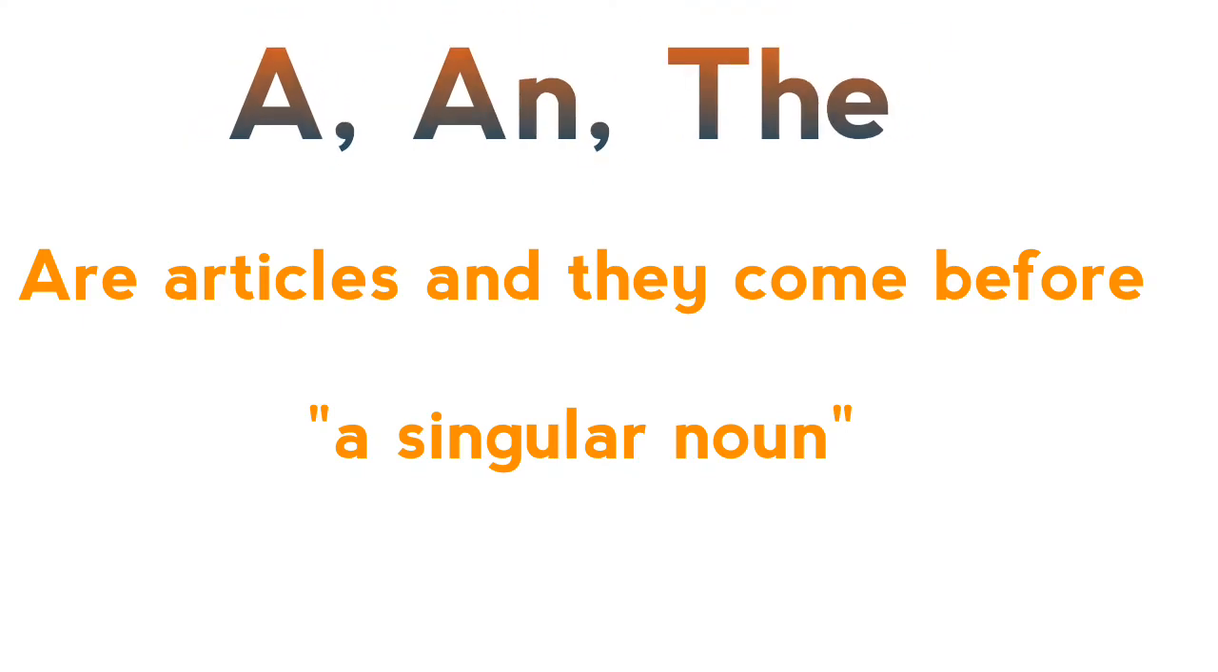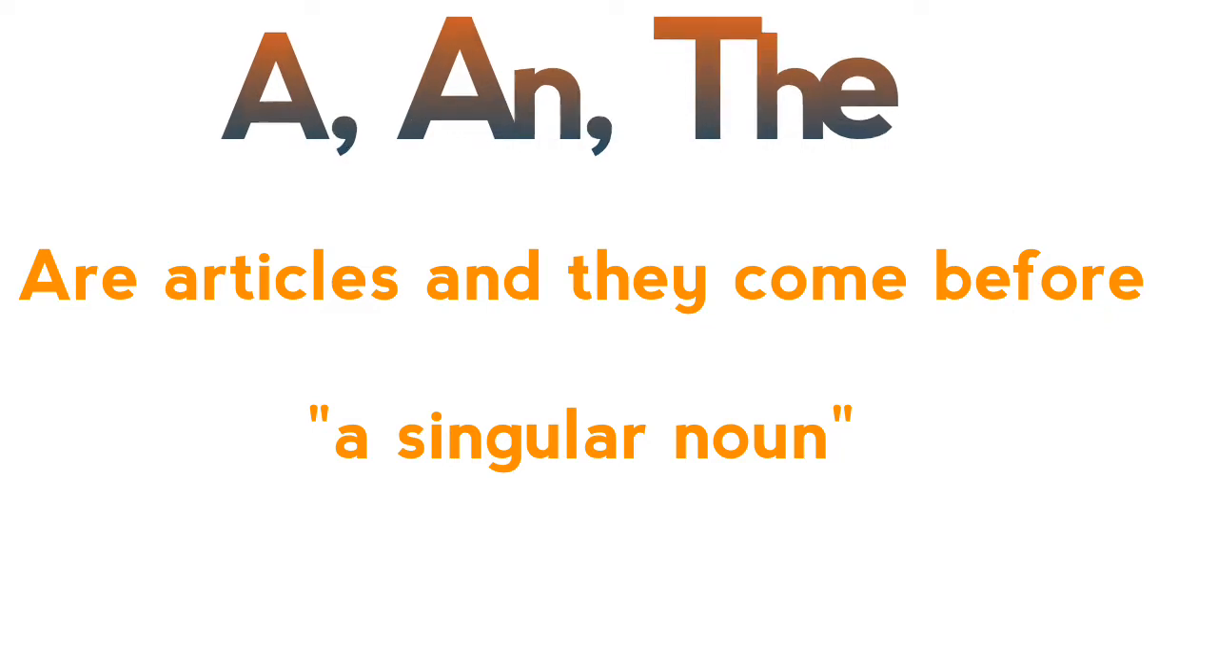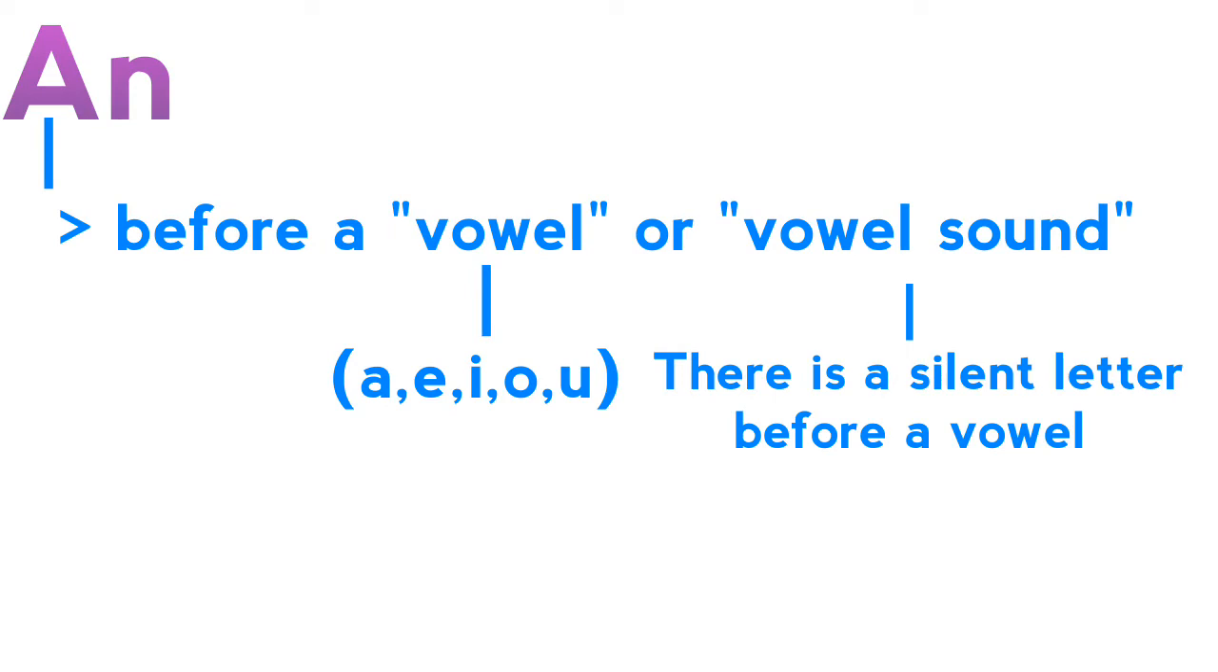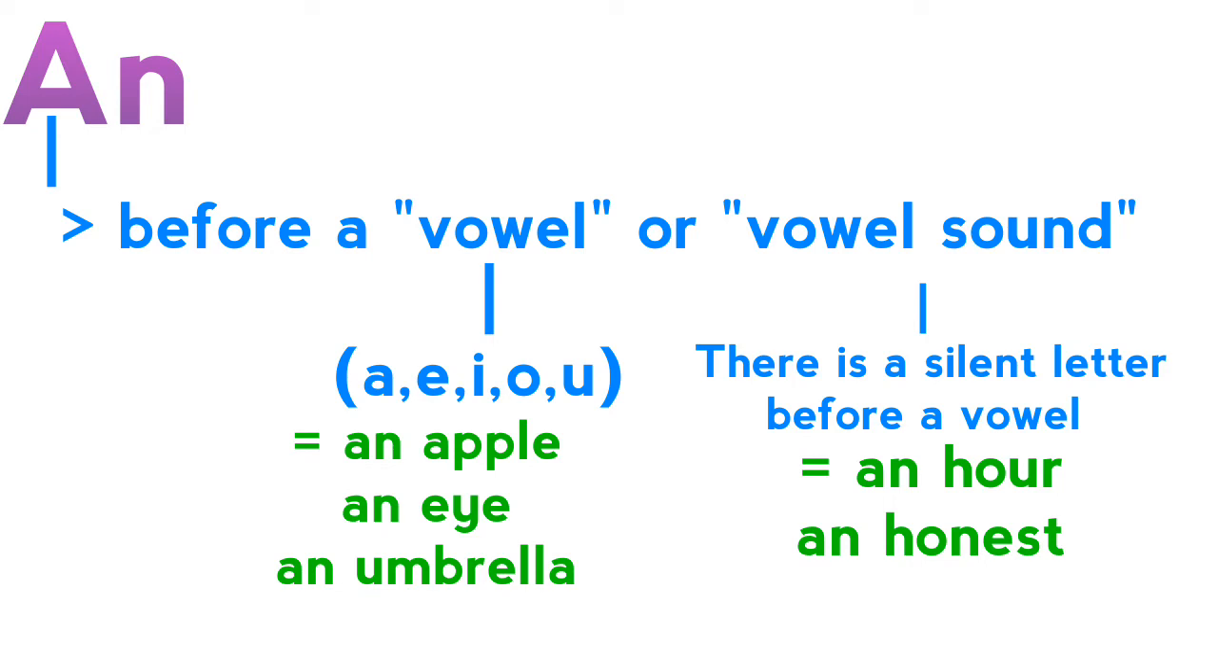A, an, and the are articles in English grammar, and they always come before a singular noun. Let's begin with an, which is always placed before a vowel or vowel sound. Vowels are A, E, I, O, U, and vowel sounds when there is a silent letter before a vowel. Examples: an apple, an eye, an umbrella, an hour, an honest.